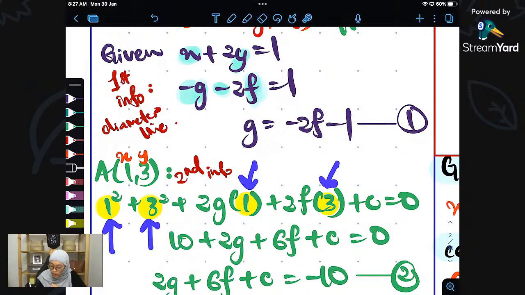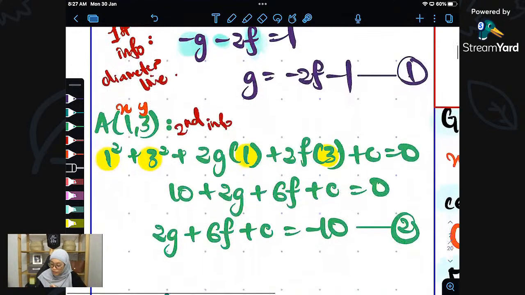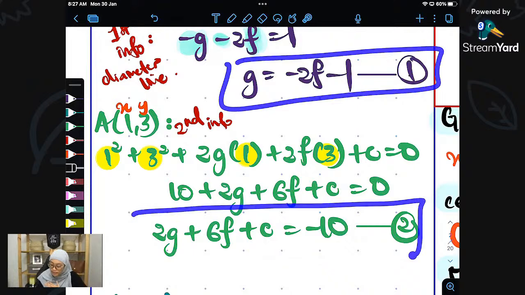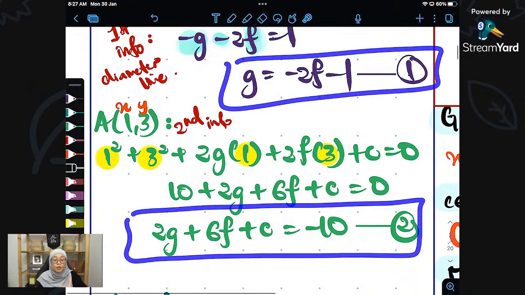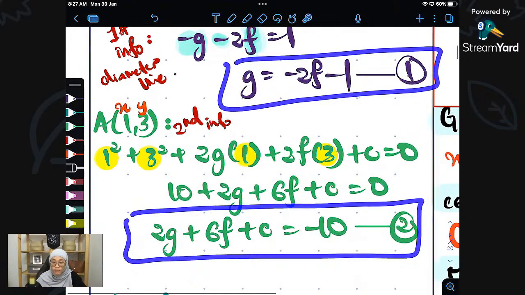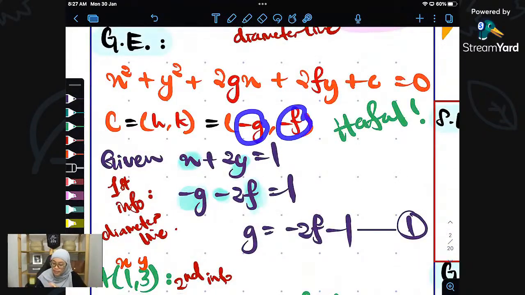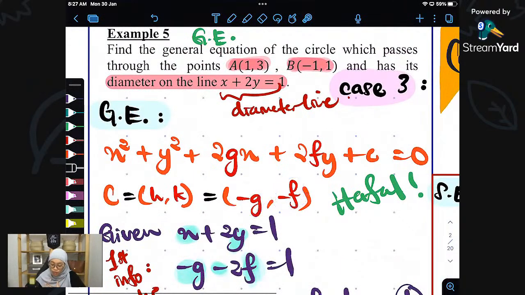This is coordinate 1 and 3 from the point A. I subs inside of the general equation. Tapi jangan masuk the G and the F. Sebab apa? Sebab kita nak equation kita dalam bentuk G dan F. Sebab apa? Nanti kita boleh buat simultaneous equation to find the unknown of the G and the F. Okay? We gotta find the unknown of the G and the F. Sebab kita masih lagi tidak tahu what's the value of G and F. So we gotta find it out.